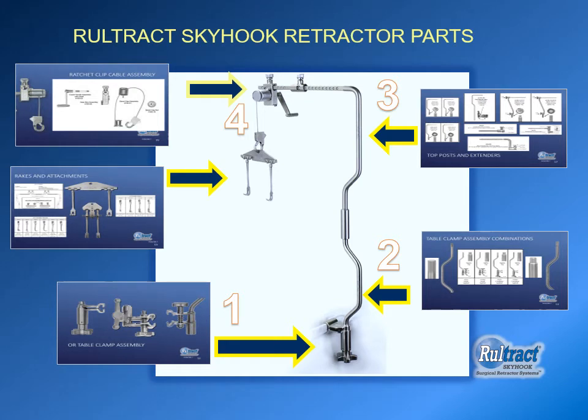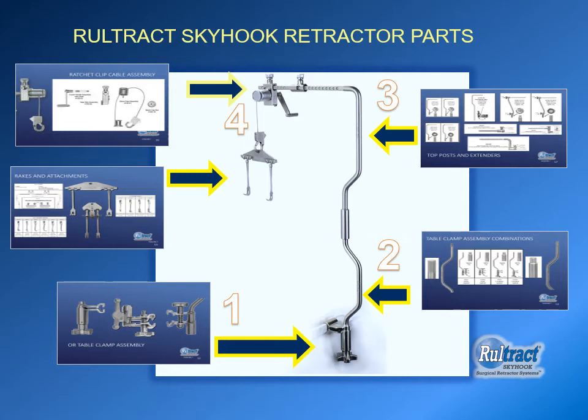So briefly, just review the different Skyhook retractor sections. They're parts per se, but they're also different sections. Section 1 is the operating room table clamp. There are different styles based on the year that the Rultract was placed in service, and those styles are continually being redeveloped such that we have one single clamp now that we'll be working with in the future. However, all older Rultract models will be serviced.